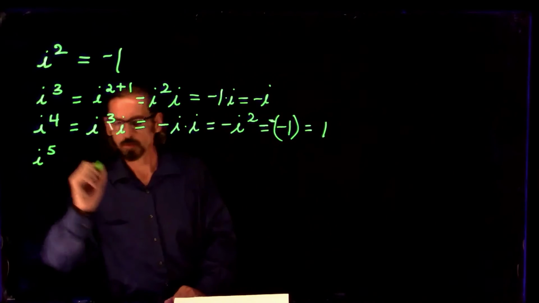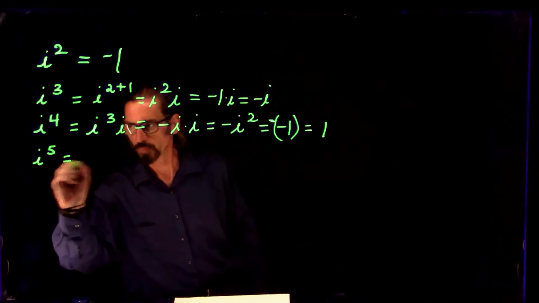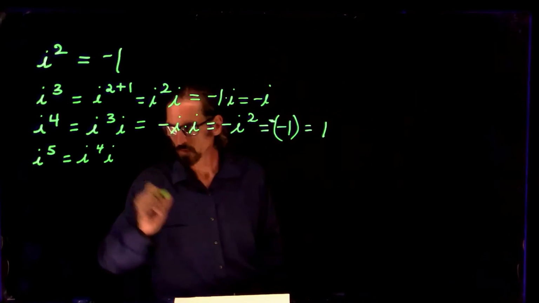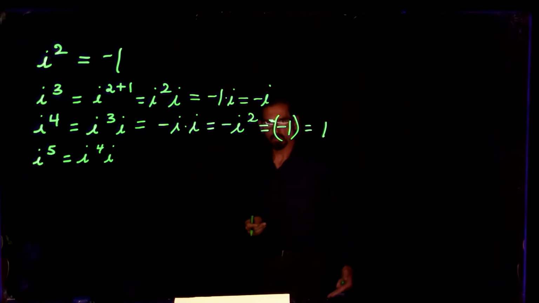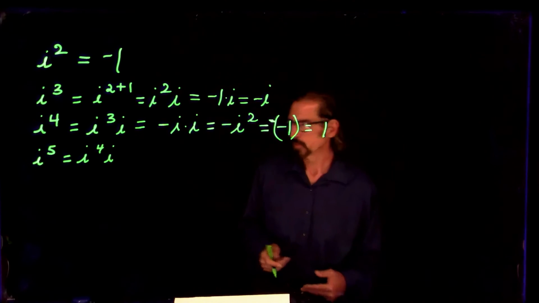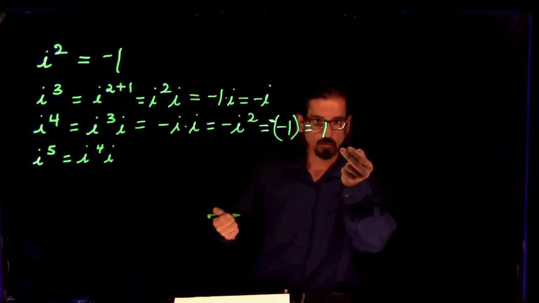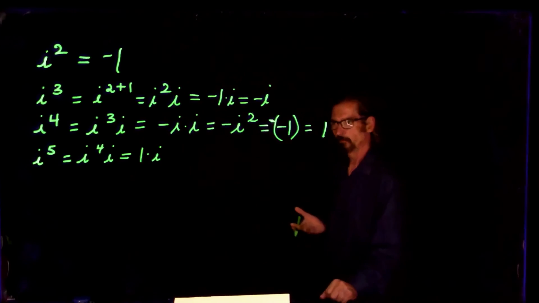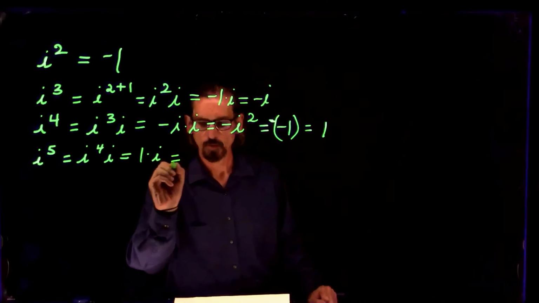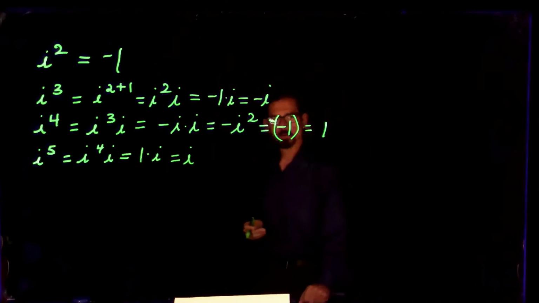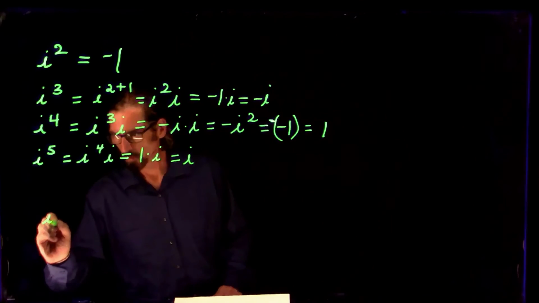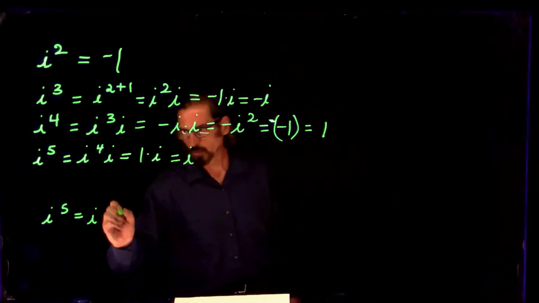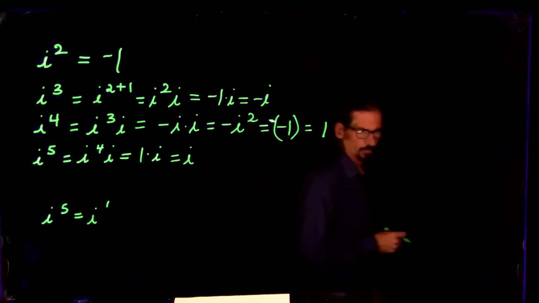Finally, i to the fifth, split one of those factors off. i to the fifth is the same as i to the fourth times i. i to the fourth, we just figured out, is 1. So 1 times i is i. i to the fifth is equal to i, i.e., i to the first.